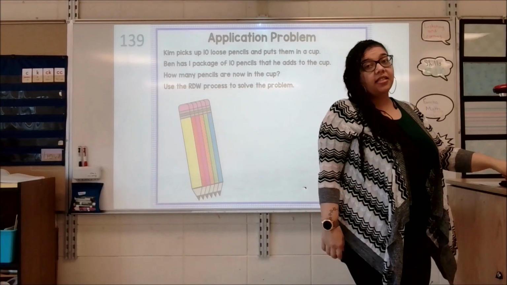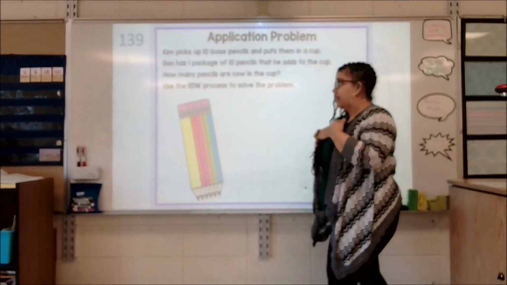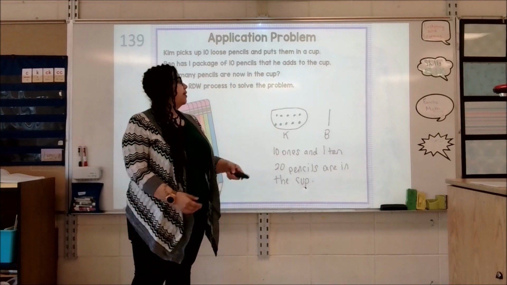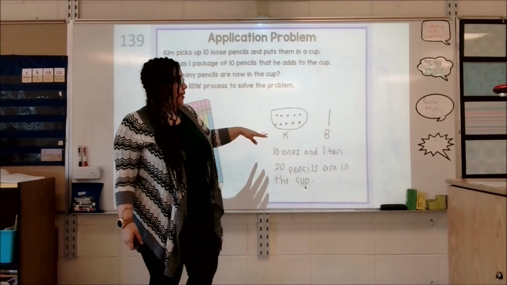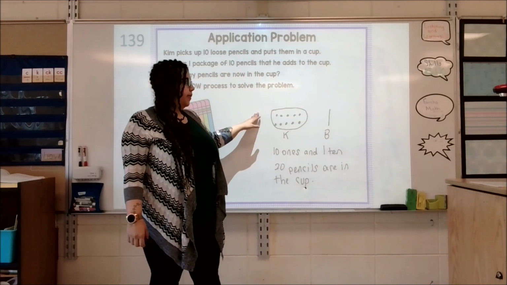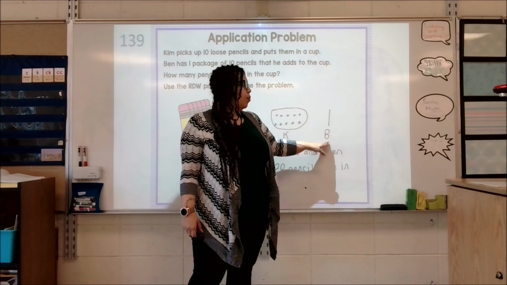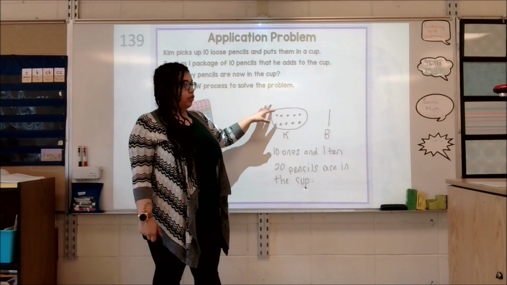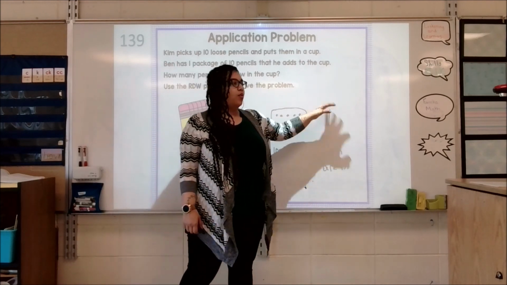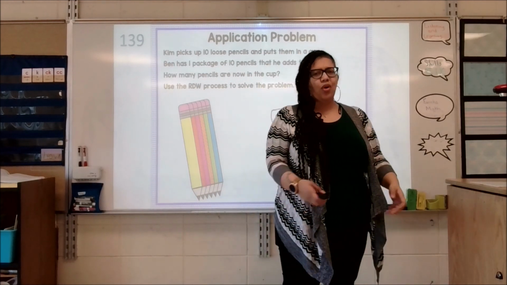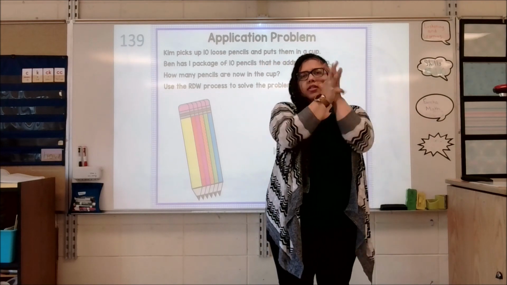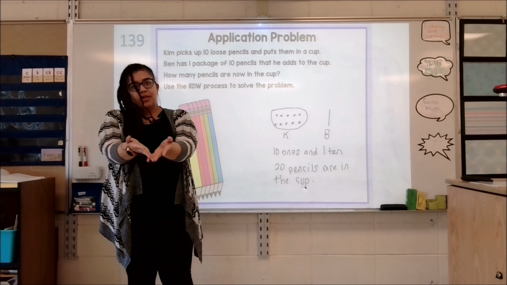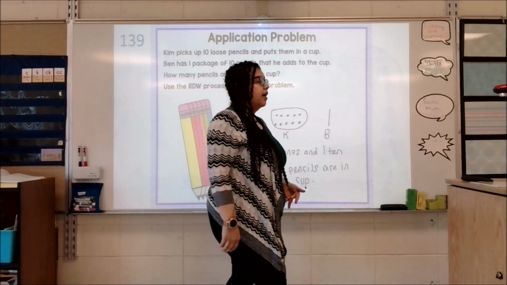Alright, great. So this is how I use the read, draw, write method to help me solve this problem. I drew a picture showing Kim's loose pencils, putting them into 5 groups and circling them up. Then I drew Ben's package of pencils as a quick 10. So I know that Kim's loose 10 ones is a group of 10, and another group of 10 means that there are 20 pencils in the cup.